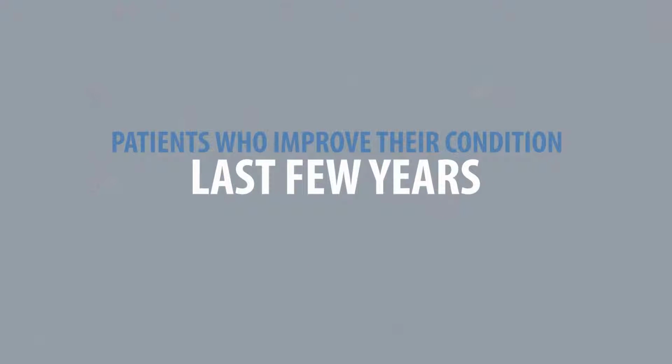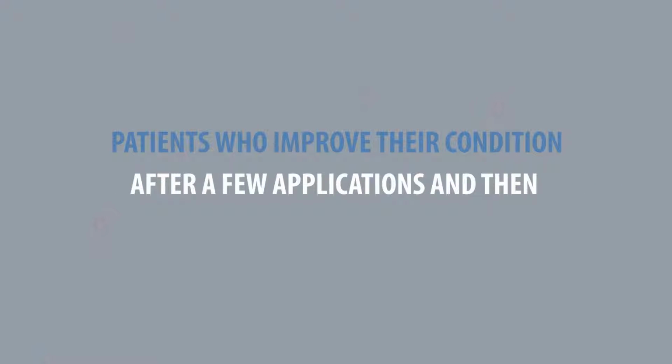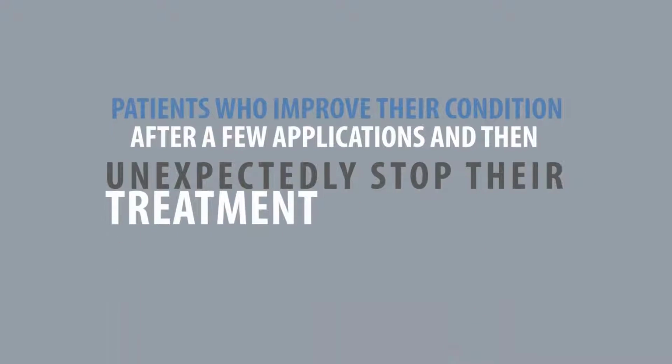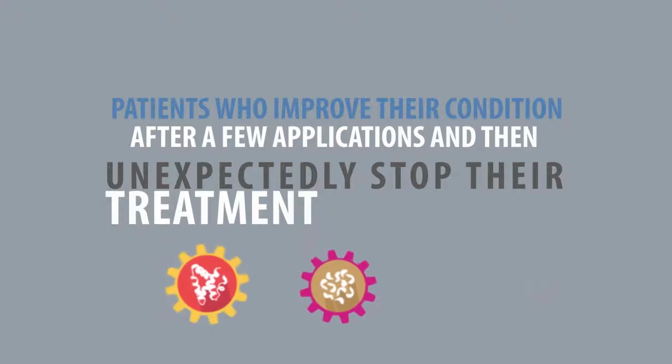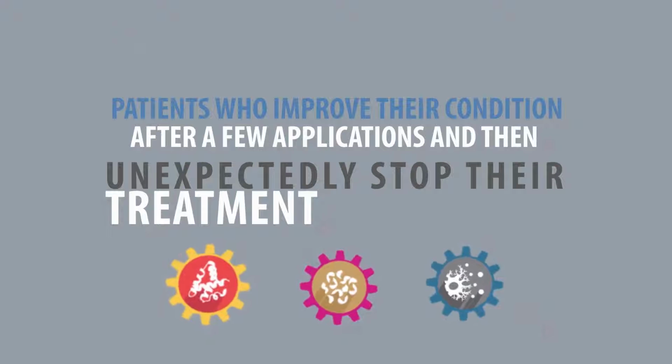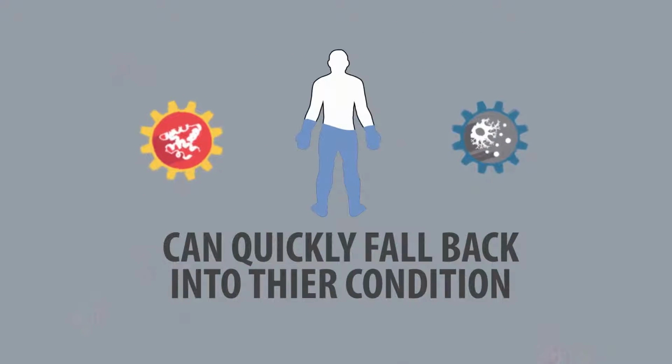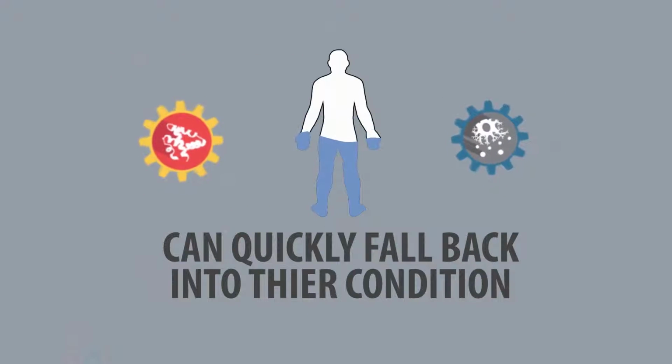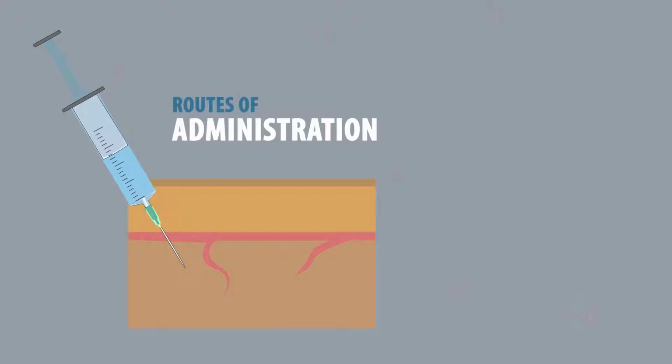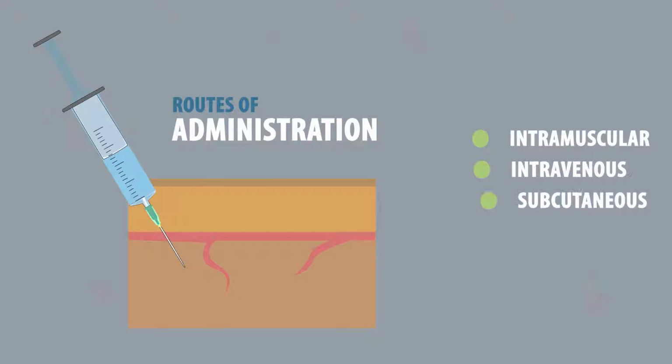Over the last few years of treating patients, it is found that some patients who had improved their condition after a few applications had unexpectedly stopped their treatment. Interruptions in the proteins, peptides, and growth factors being provided can cause the patient to quickly fall back into their condition. The routes of administration of the proteins can be intramuscular, intravenous, subcutaneous, or mesotherapy.